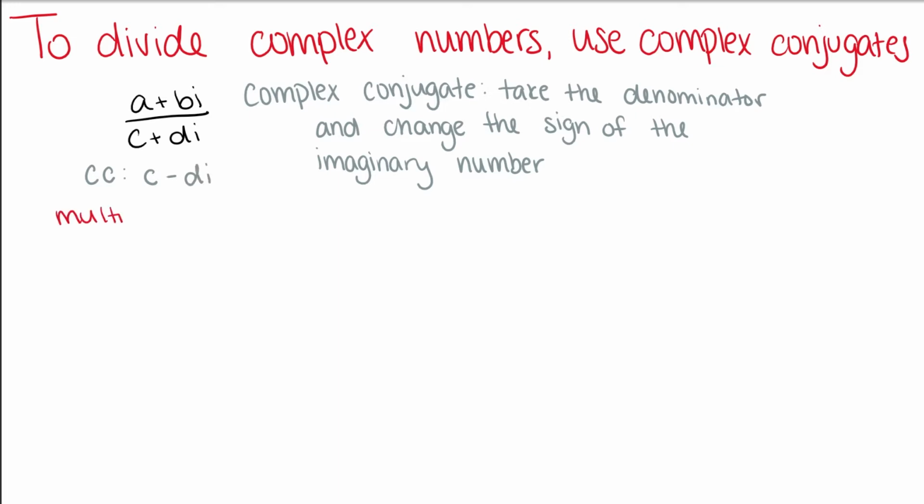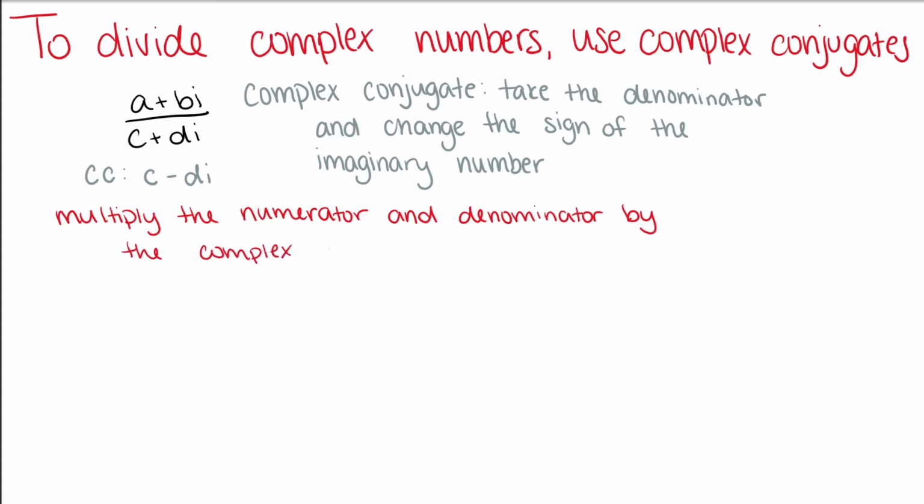Whenever we have fractions, we never want a square root in the denominator. As soon as we have an i in our denominator, we have the square root of -1 in our denominator. So the way that we get rid of this radical in the bottom of our fraction is we multiply by the complex conjugate. After we find our complex conjugate, we're going to multiply our numerator and our denominator by that complex conjugate.